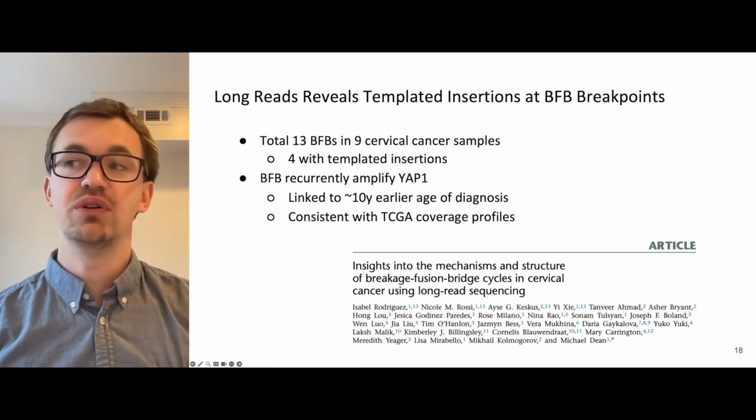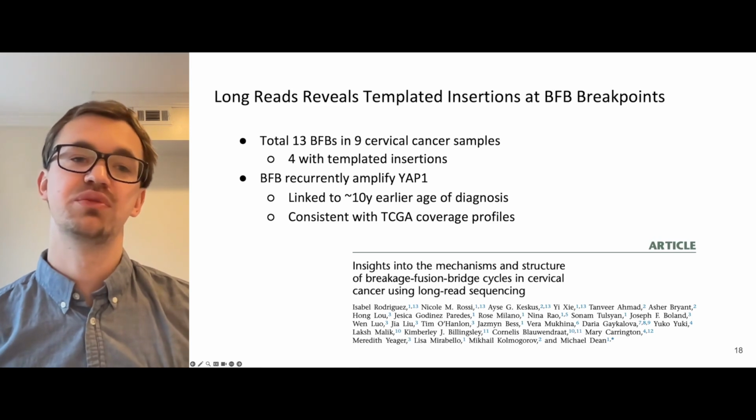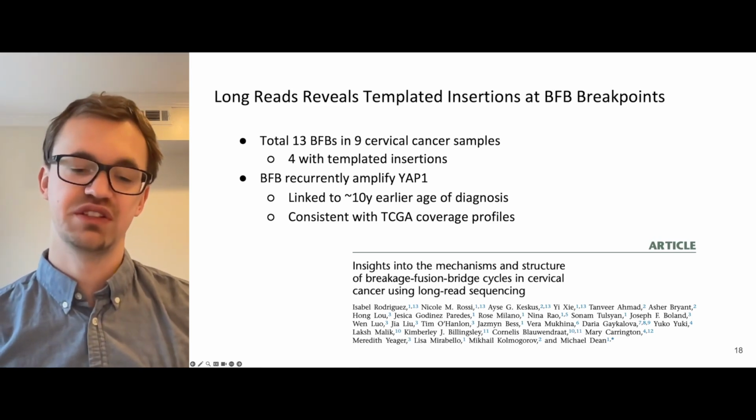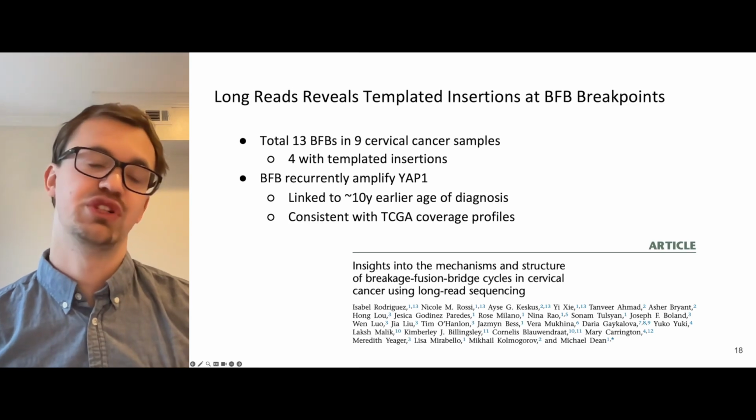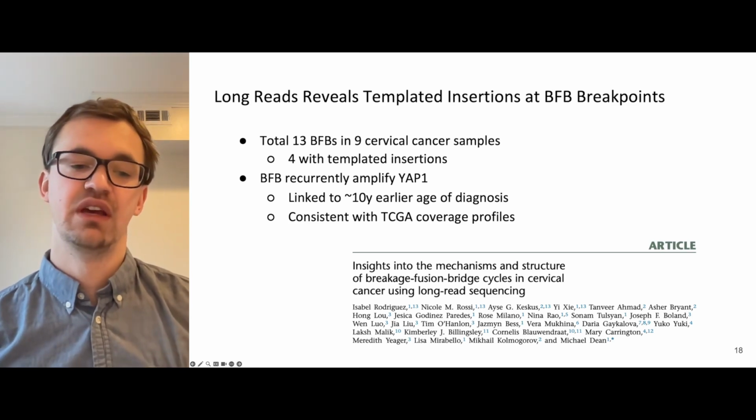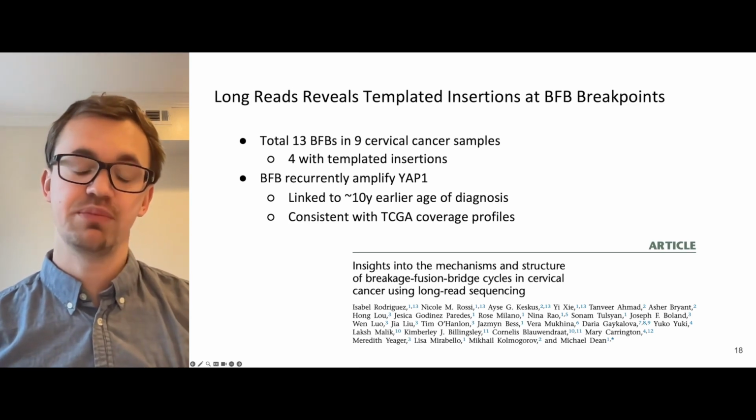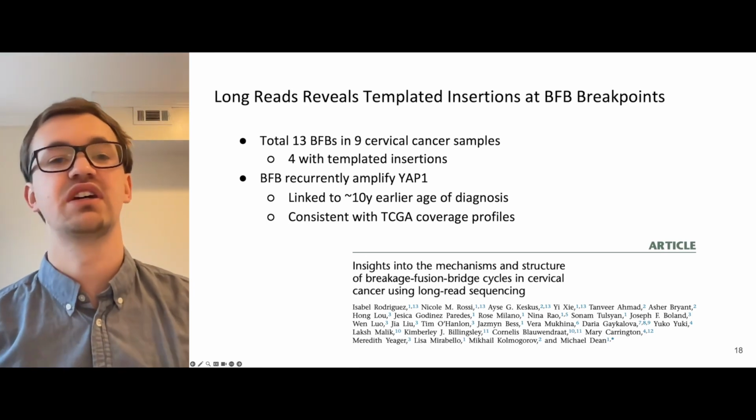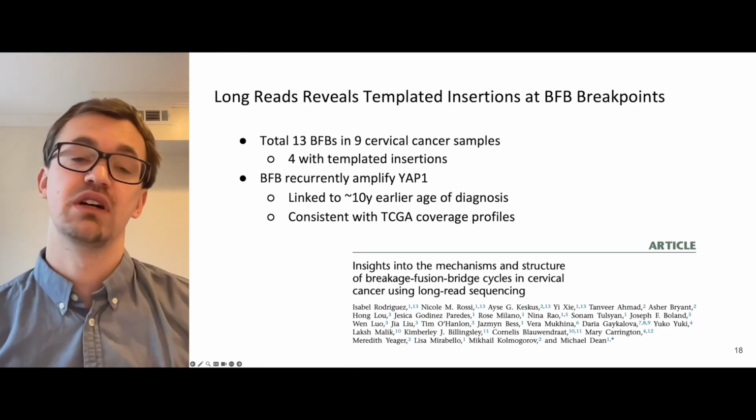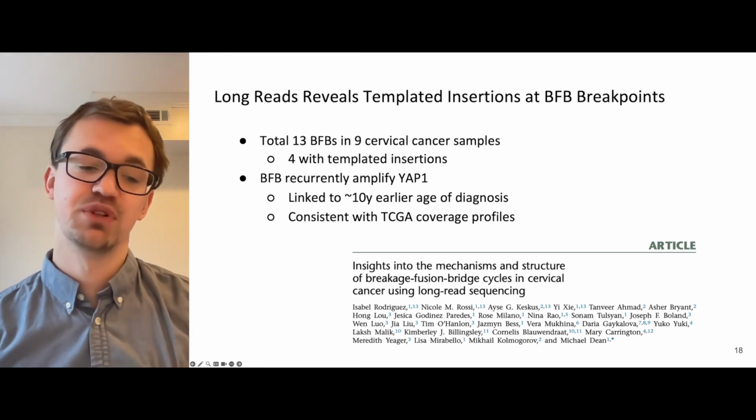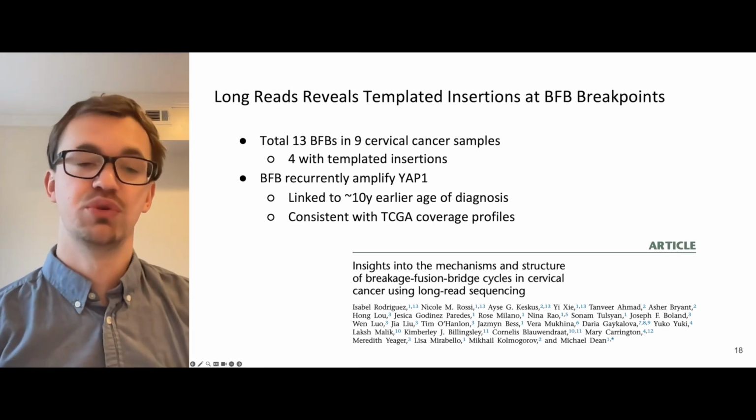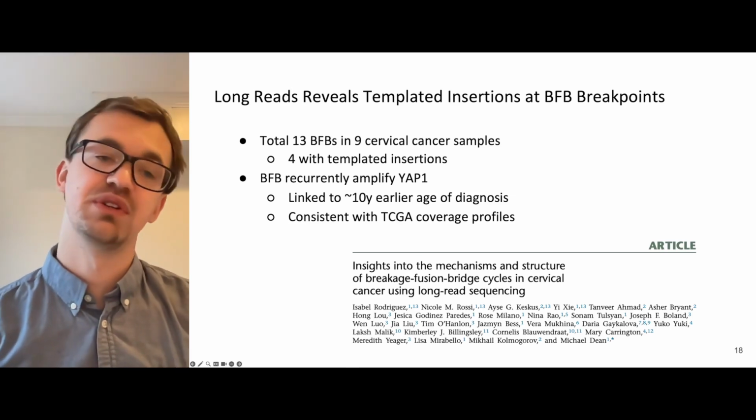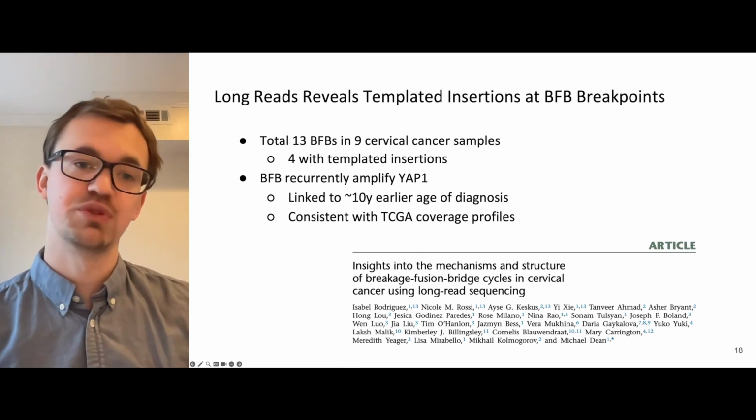And we know this because we went back to the TCGA coverage profiles, and the coverage profiles look very consistent with the BFB origin of this amplification. We see a stair-like jump in coverage, and then we see a drop on the telomeric side of the chromosome, supposedly corresponding to the loss of heterozygosity. So once we know what to look for, it's really clear once we go back to the TCGA coverage profiles.